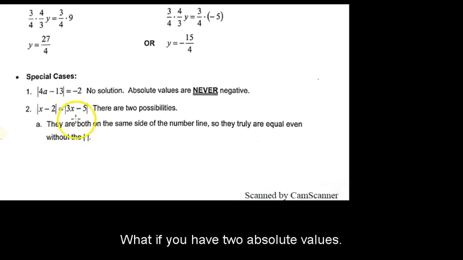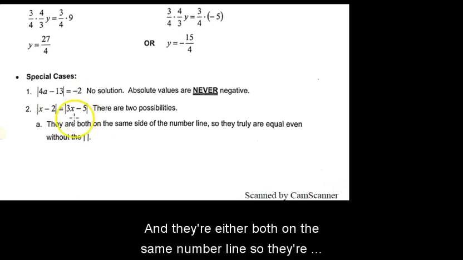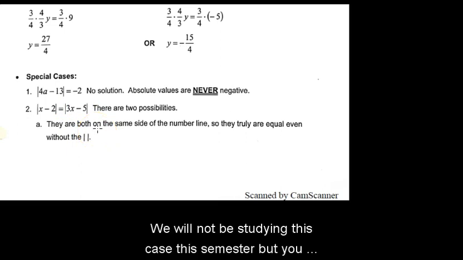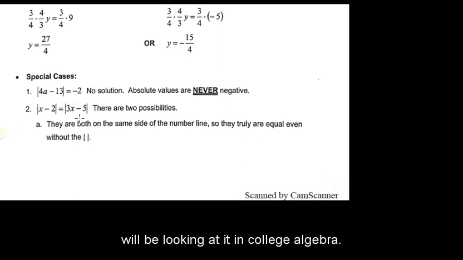What if you have two absolute values? Then they're either both on the same number line, so they're truly equal, or they're opposites. We will not be studying this case this semester, but you will be looking at it in college algebra. Let's move to the next case.